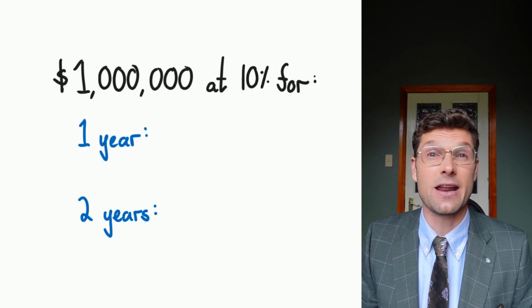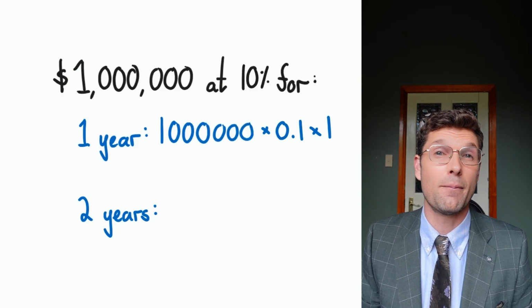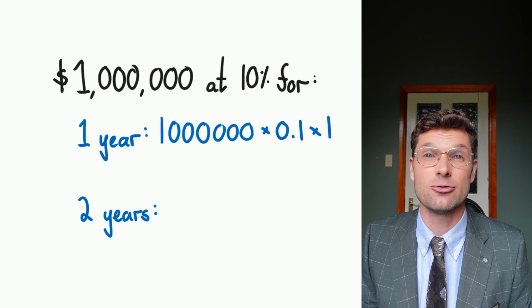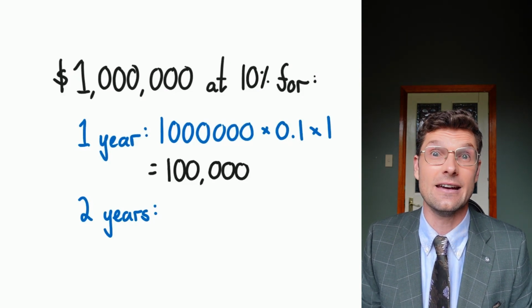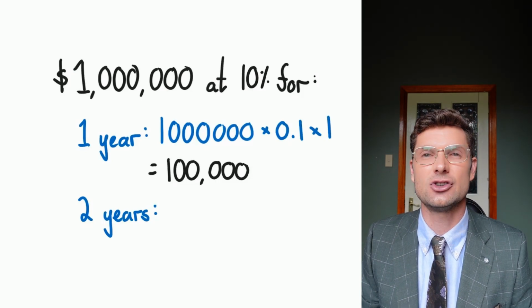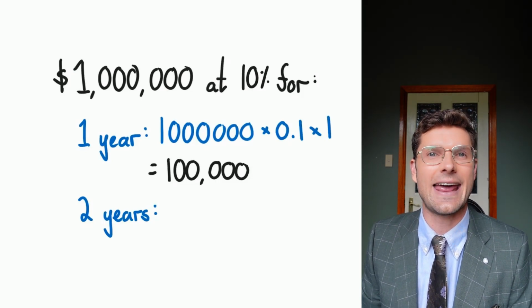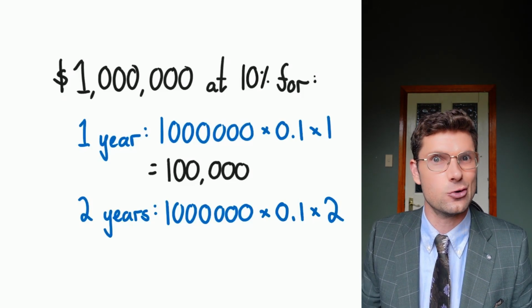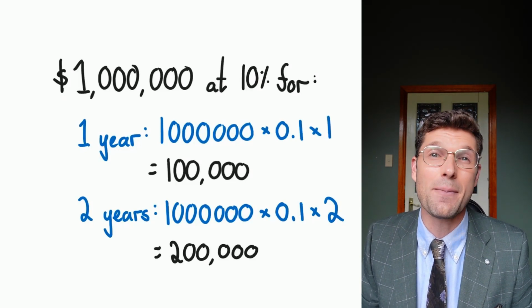So to find out how much money I make after 1 year, I just do 1 million multiplied by 0.1 or 10% multiplied by 1, and that's equal to 100 grand. Pretty good year of not doing anything. But if I want to work out how much money I'm making after 2 years, all I've got to do is change that n. So I do 1 million times 0.1 times 2, and that's equal to double, or 200 grand. And that makes a lot of sense.